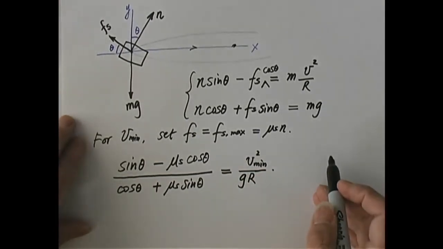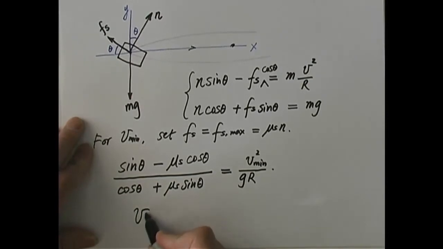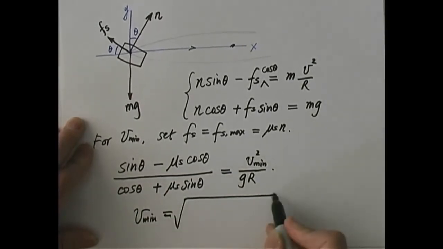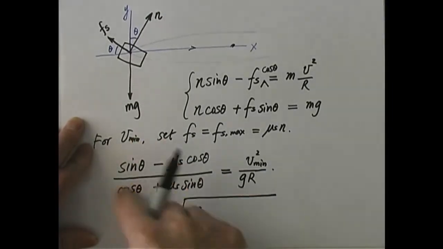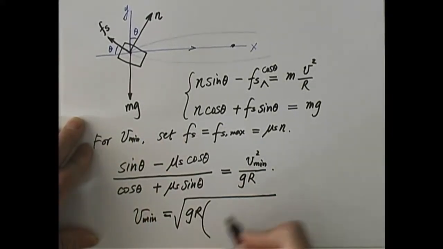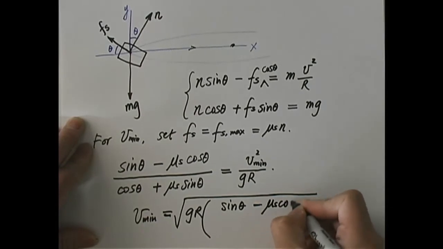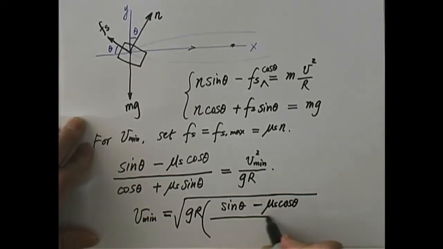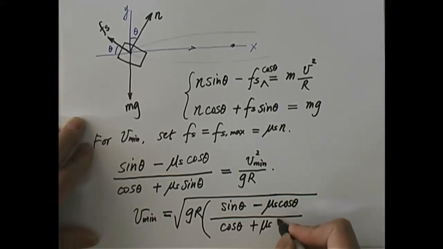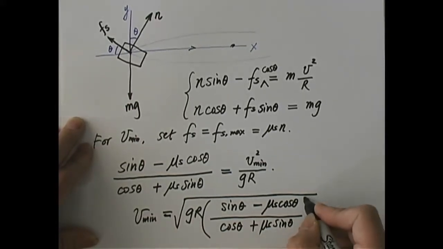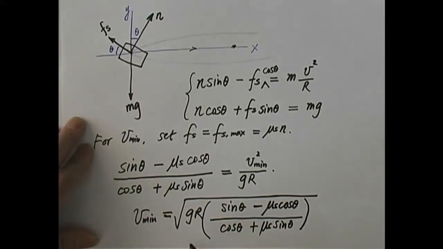So what is the minimum speed equal to? You work it out. You find that v minimum equals the square root of gr times this thing here. Okay, let me copy it. That would be sine theta minus mu s cosine theta, divided by cosine theta plus mu s sine theta. So this is the minimum speed you can drive with the help of friction.